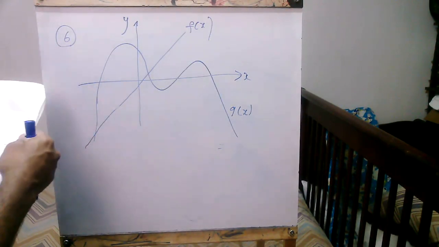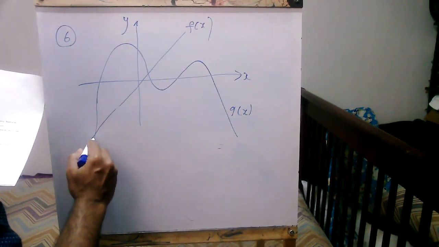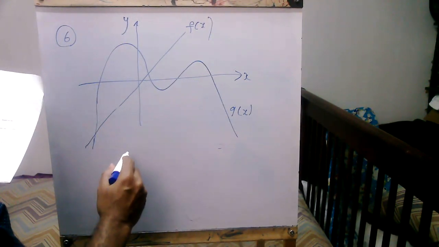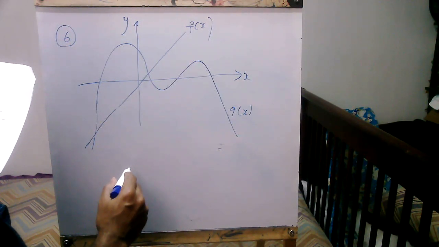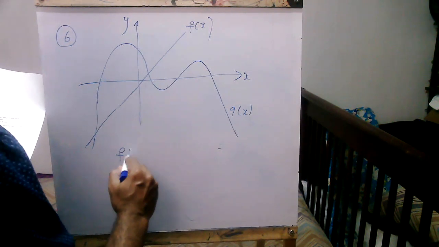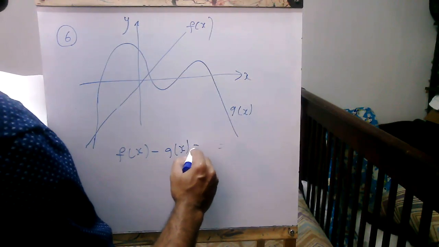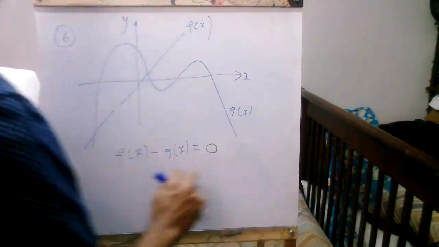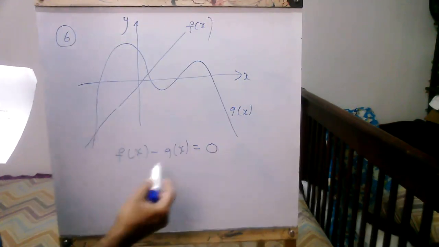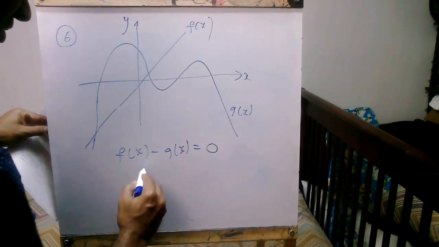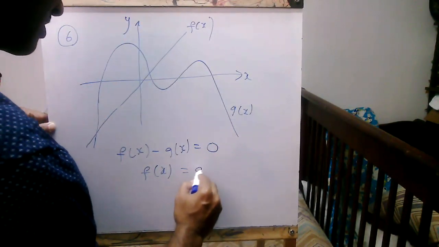Okay, let's write down what they are asking. They're asking f(x) minus g(x) equals 0 has how many solutions? When f(x) minus g(x) equals 0, if you move this to the other side, we get f(x) equals g(x).